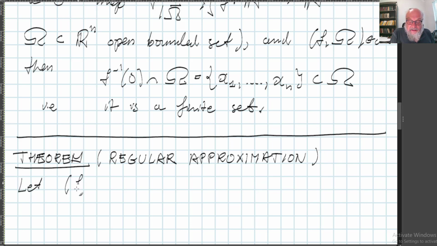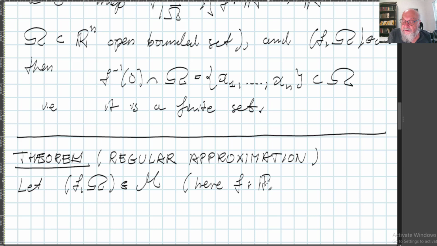Let (f, omega) be an admissible pair, and maybe specified here, f is from Rn to Rn, and omega is an open bounded set of Rn. Of course, all the maps that we are talking about are continuous.